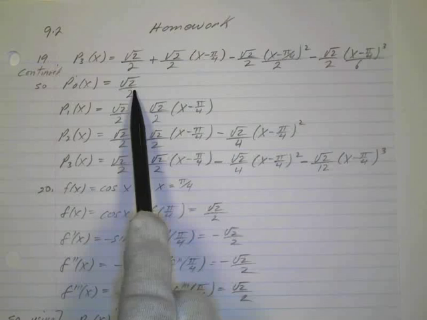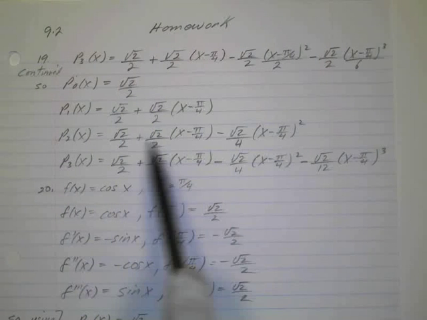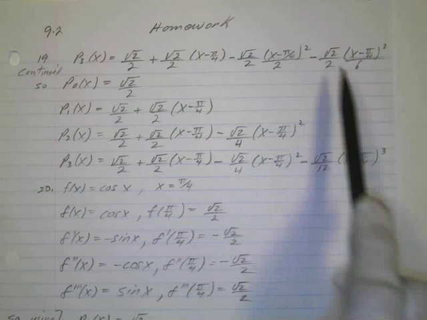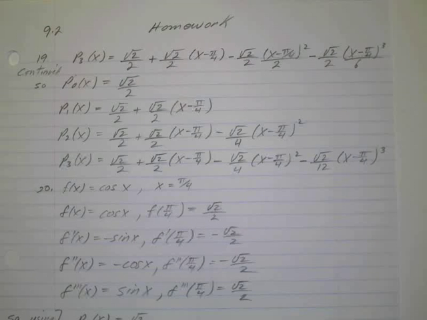And we can simplify that. There's my p sub 0. There's my p sub 1, which is these first two. There's my p sub 3. And then I can simplify the square root of 2 over 2 times 2 to be over 4, and the square root of 2 over 2 times 6 to be over 12. This is my p sub 3 in a more simplified form.